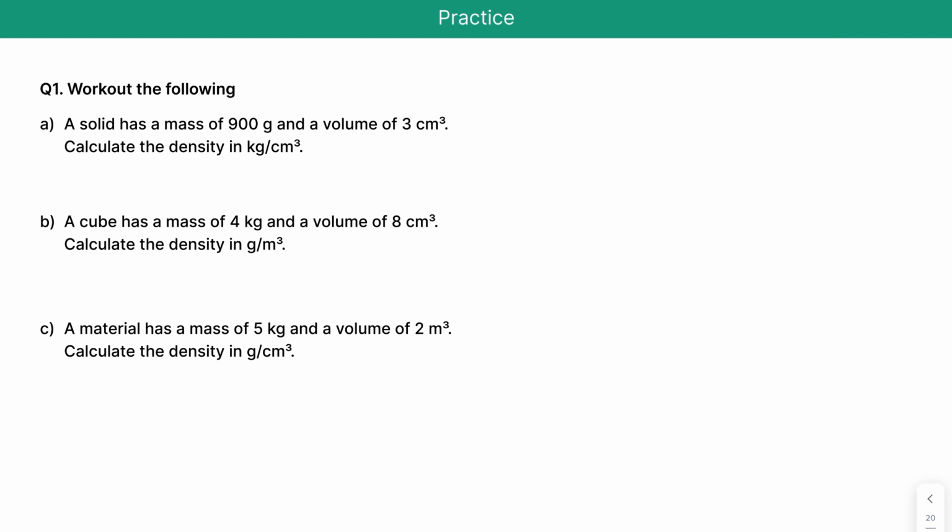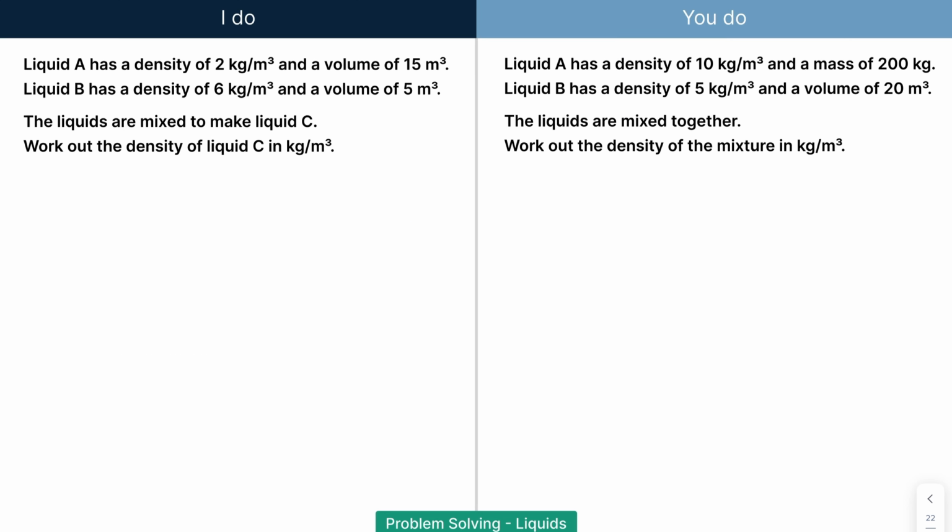Now here's some practice questions. Press pause and have a go. The only time you need to really be careful is here, we are converting both the volume and that. So here's your answers. So moving on, we're now looking at questions where we are mixing 2 liquids together.